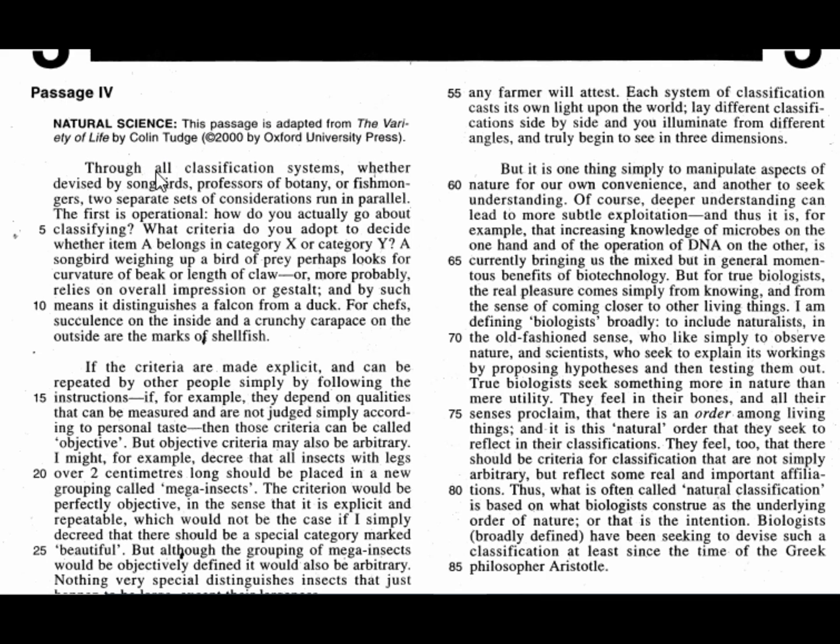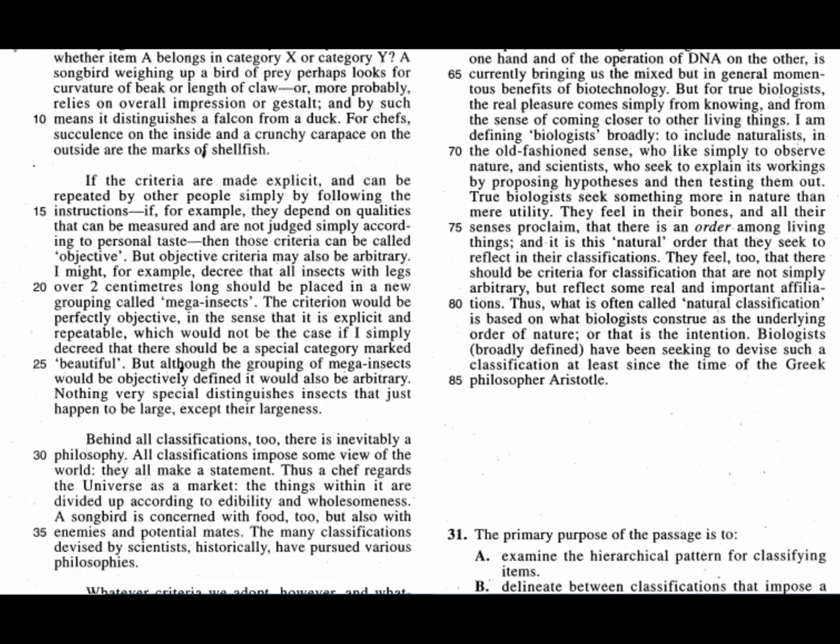All right. Through all classification systems, whether devised by songbirds, professors, botanists, or whoever, two separate sets of conditions run parallel. So we know we're dealing with classification systems, and there's two systems, okay? If the criteria is made explicit in paragraph 2, it can be repeated by others simply by following instructions, okay? Go to the next paragraph.